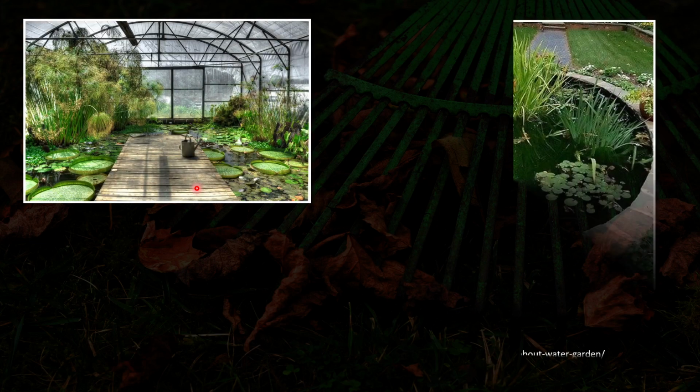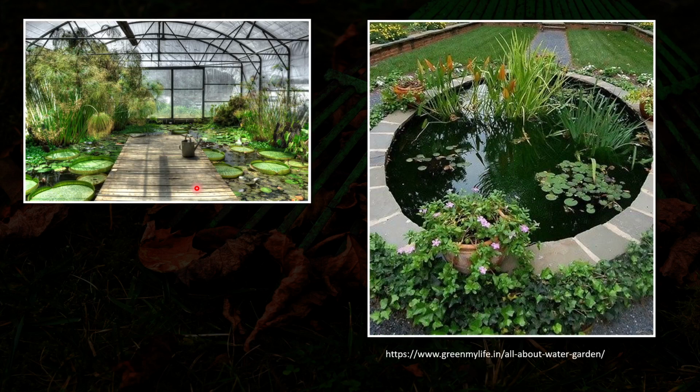So these are some of the figures of a water garden, photographs. As you can see, these are the floating ones, these are the marginal ones, right? And this is just a path provided. And you can see this is a smaller garden. As you can see, these are the rooted floating ones, these are the marginal ones, right? But here there are no floating ones, right?